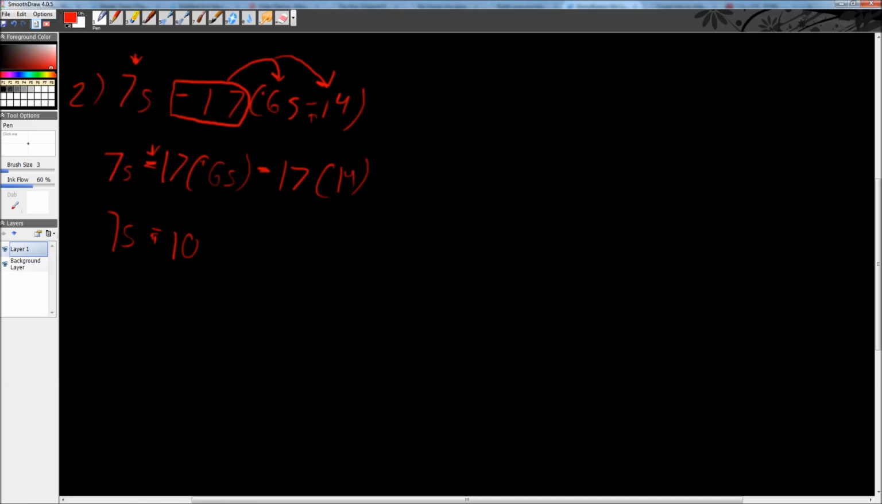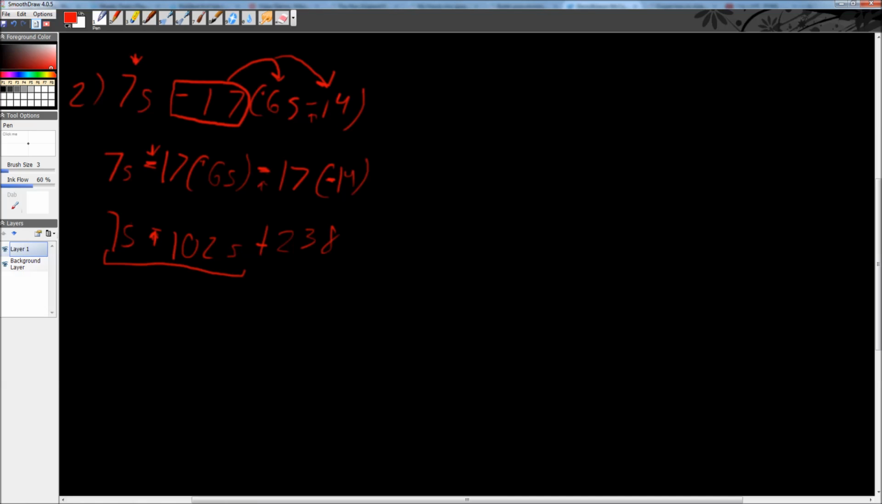Negative 102s minus negative times a positive. You can't see that it's positive, but it is. 17 times 14 is, it's not positive. It was negative, wasn't it? So it's negative. Negative times a negative is a positive. It's 238. Combine like terms.